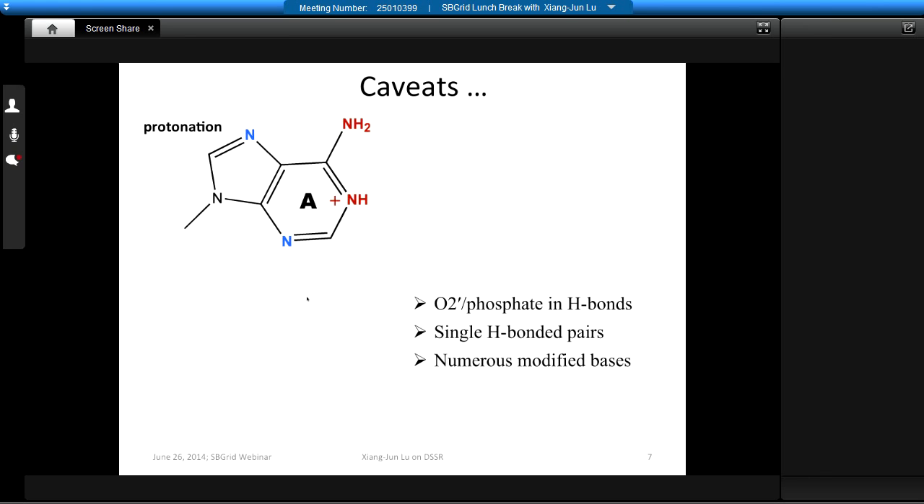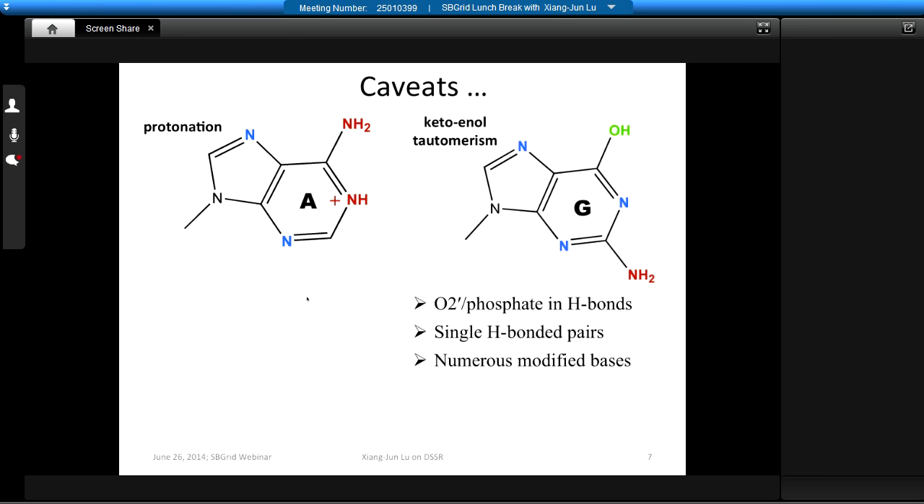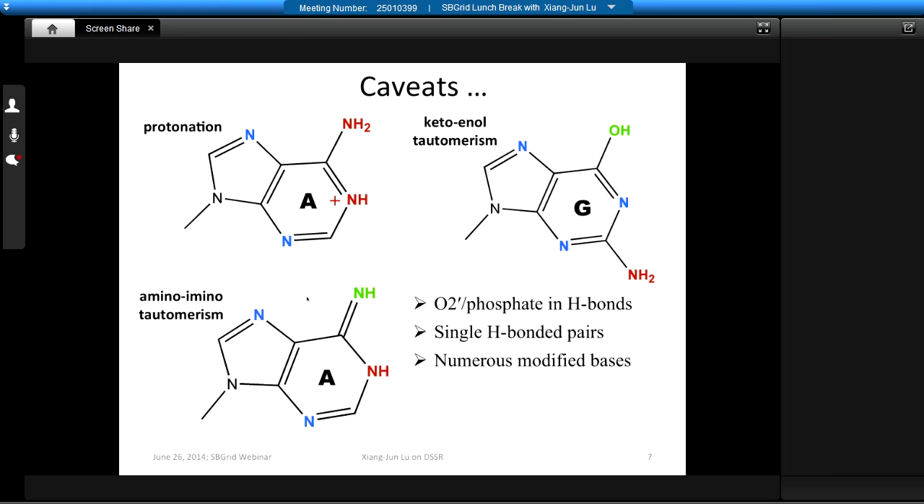On top of that, the bases can be protonated and have different tautomeric forms. Here is a cationic form, and this could be an amino-imino form. And all these things can change the base pairing patterns, change the donor and acceptor. So taken all together, it is simply not possible to enumerate all the possible combinations.